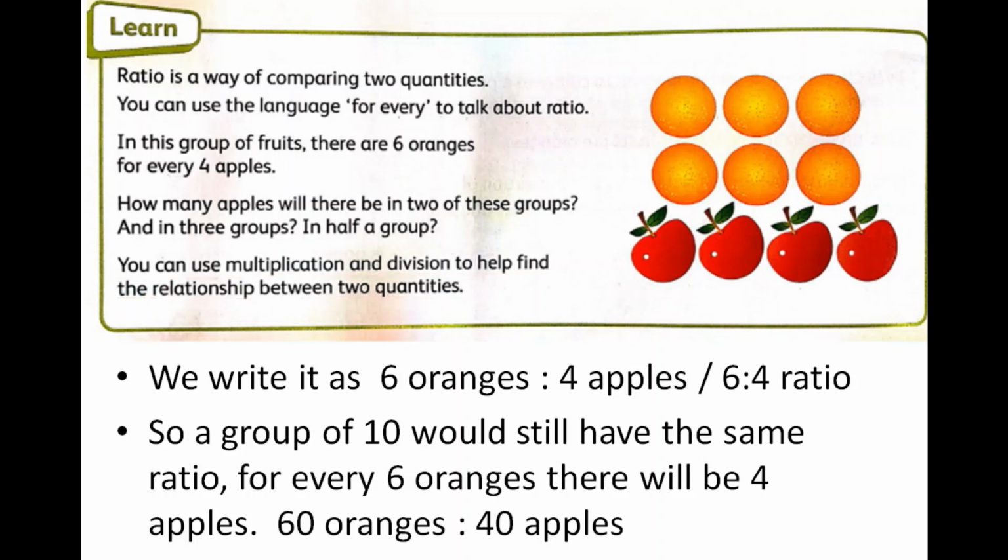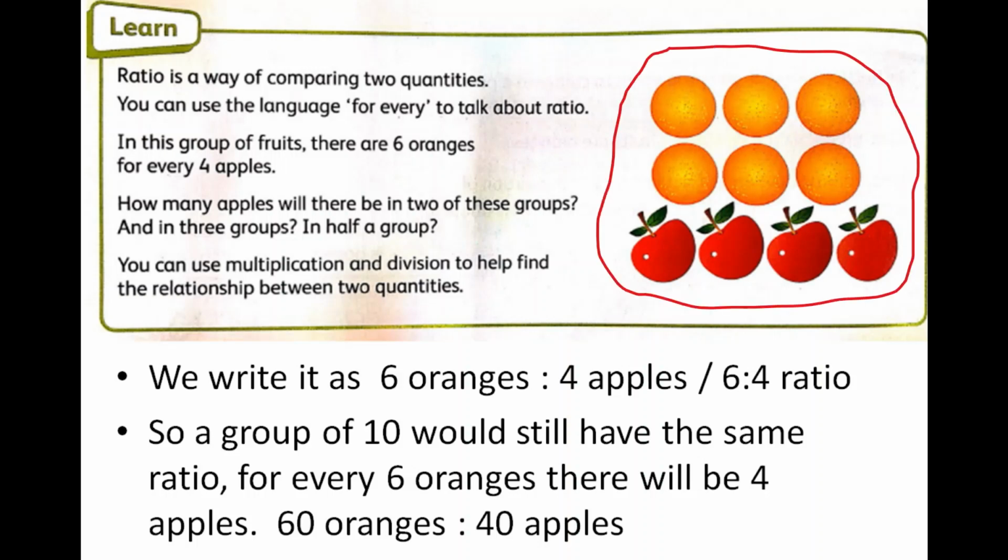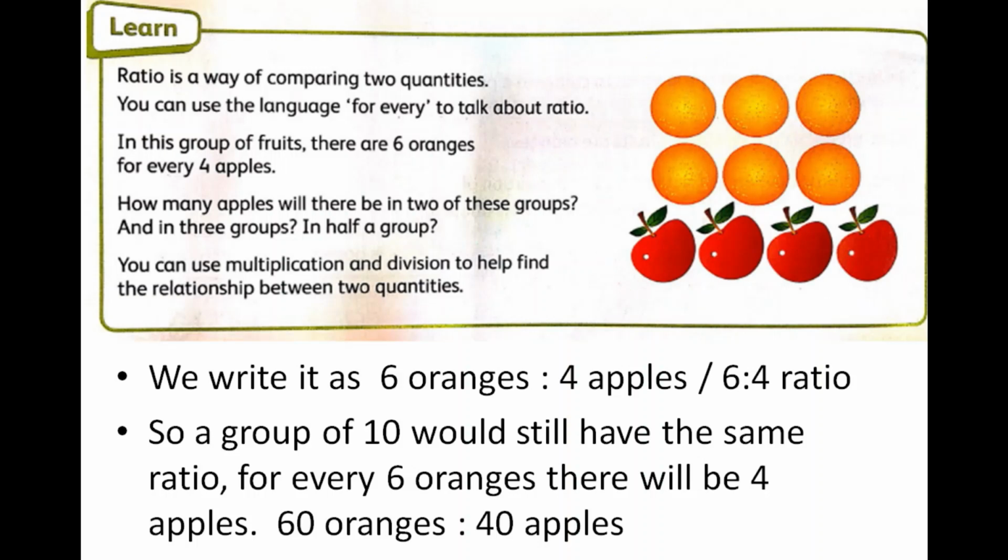So before I go back and address this question here of how many apples will there be in 2 of these groups and 3 and half, let's talk about the ratio here in front of you that I'm circling. It says that we have 6 oranges and 4 apples. So the ratio for oranges to apples is 6 to 4, a 6 to 4 ratio.